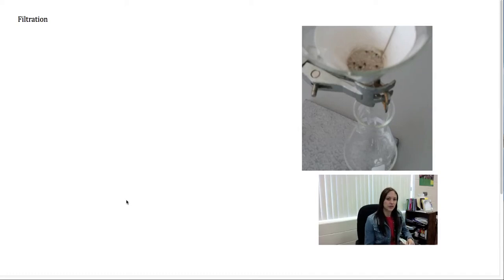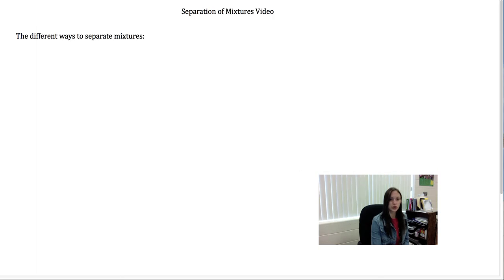This video is all about separating mixtures, and I'm going to go through the different ways to separate mixtures, and then you're going to be doing a lab with a few of these different ways. Okay, so we're going to start off with just a little bit about the different ways to separate mixtures.